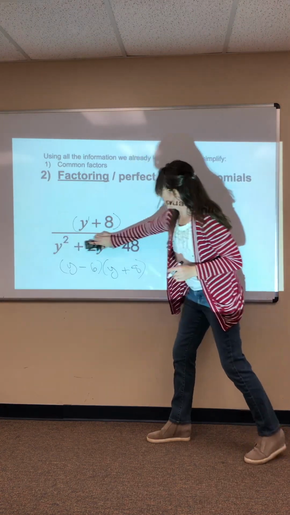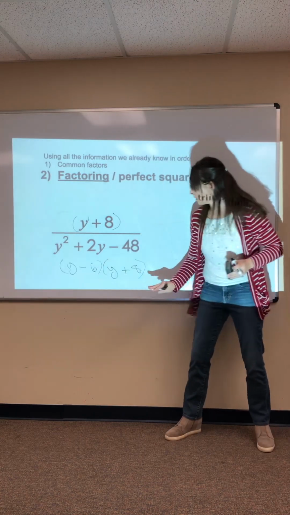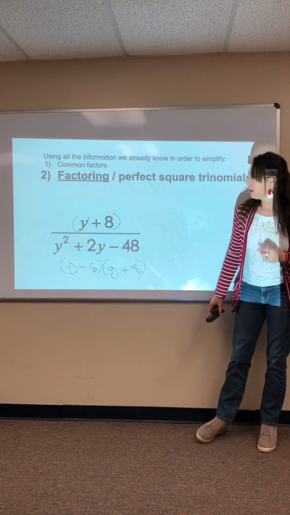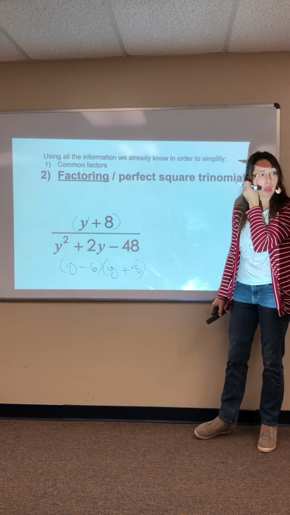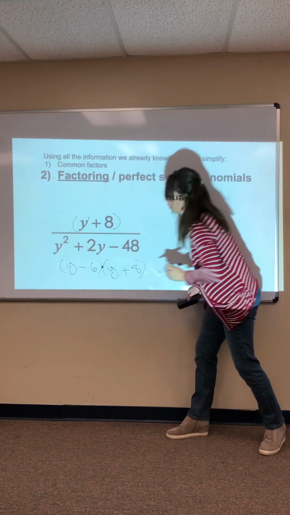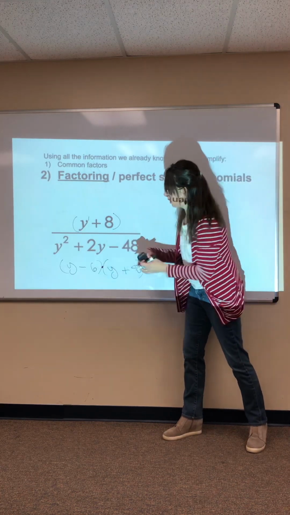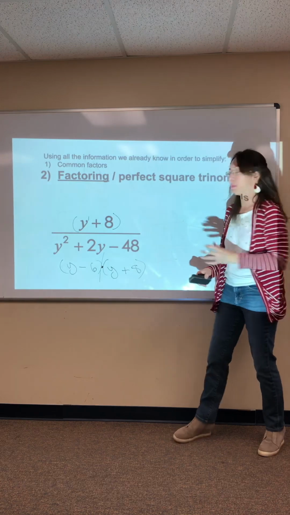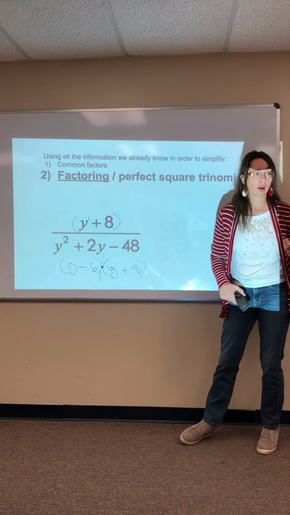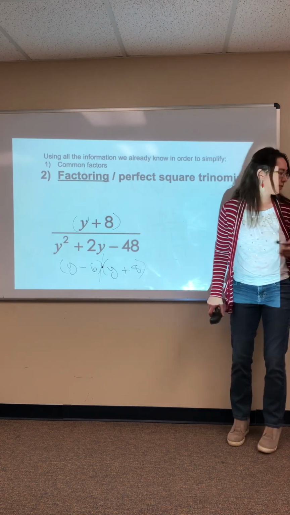So now, instead of having y squared plus 2y minus 48, we have y minus 6, an entire binomial, y plus 8. Where is the multiplication sign? In between the two binomials. So the only place that we can break these apart is right here, between the two binomials. That means the entire section on the left has to go away, or the entire section on the right has to go away. Is there anything on the top and the bottom that match? Yeah. The y plus 8.